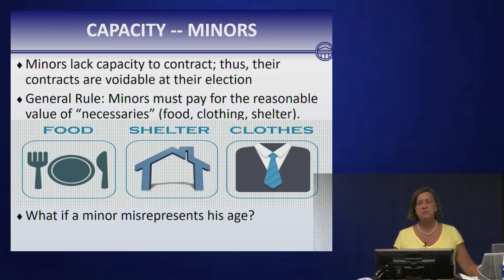So what if a minor misrepresents his age? Then what? Well, if a minor misrepresents his age, we're still going to allow that minor to avoid the contract. The difference now is that because the minor has committed fraud, the seller may also revoke the sale.